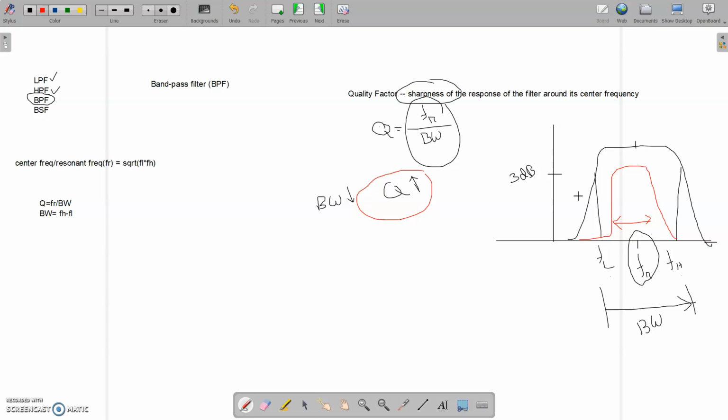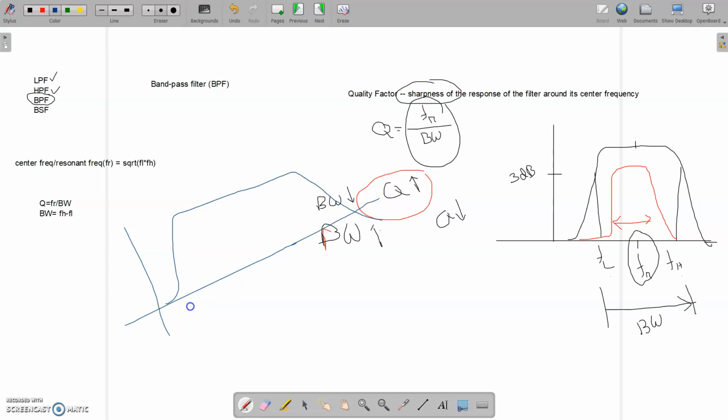Now oppositely, if I have a high bandwidth, my quality factor is very low. Let's do another figure. If this is my figure, high bandwidth means I have a very large band pass. I am allowing a very large portion to pass, so this has a low quality factor.